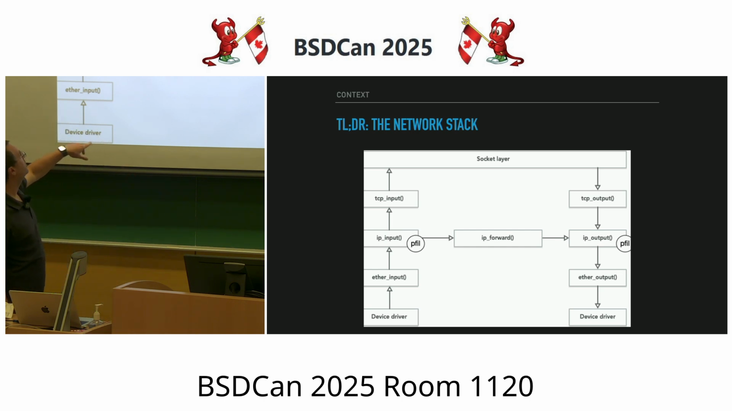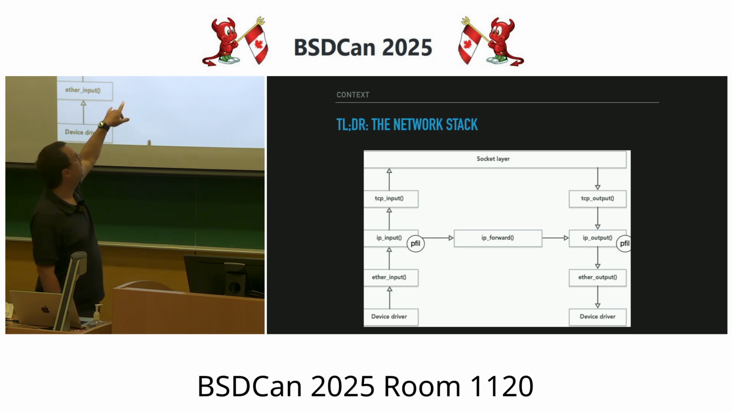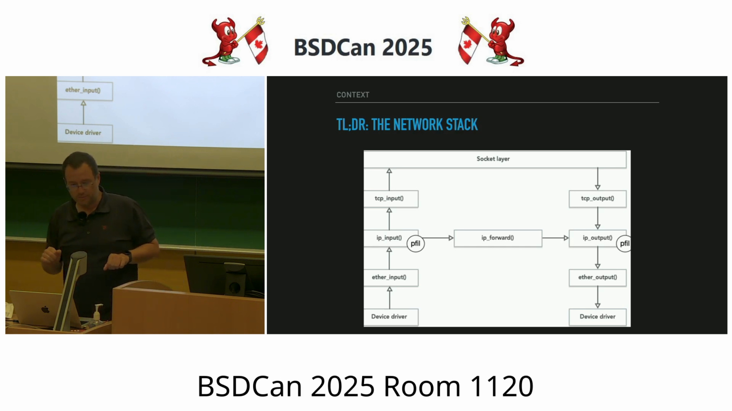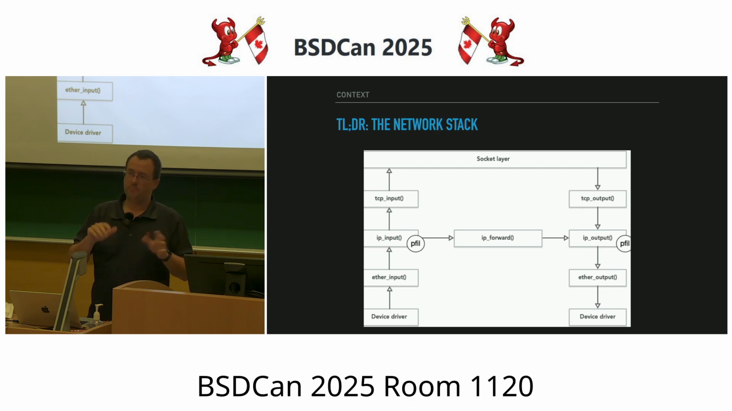Slight simplification here is that I've only listed the pfil hooks in the IP layer here. There are also pfil hooks on the Ethernet layer, so you can do layer 2 filtering. IPFW does a great job of this. PF does a very basic job of this. We'll get to that later.